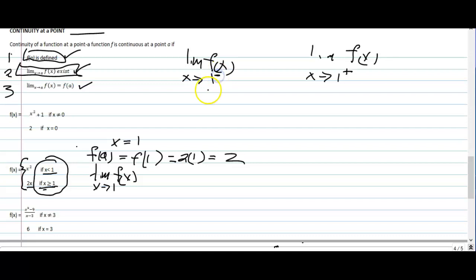Alright, so this means that x is approaching 1 from the left, which means that the values for x will be 1, subtract a little bit. So it's a little bit less than 1. So when the values for x are a little less than 1, the function that we're evaluating is x squared. So this is the limit of x squared as x approaches 1 from the left.